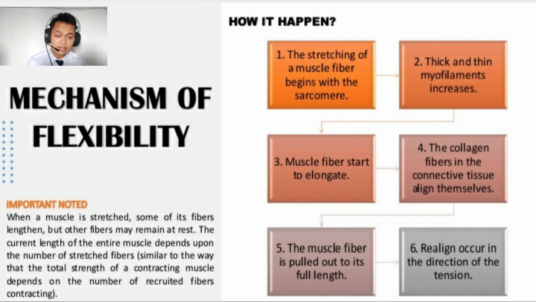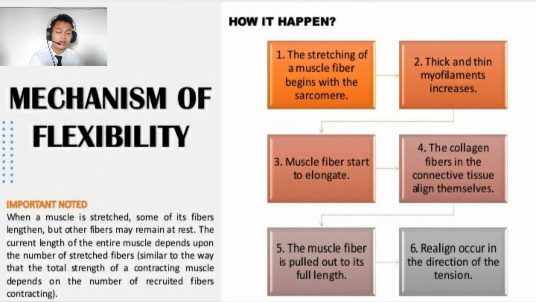Hello, so this is the mechanism of flexibility. This is how it happens. Firstly, the stretching of a muscle fiber begins with the sarcomere. And then the thick and thin myofilaments start to increase. After that, the muscle fiber starts to elongate.